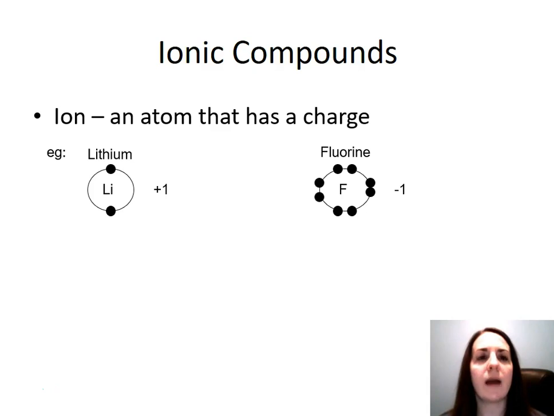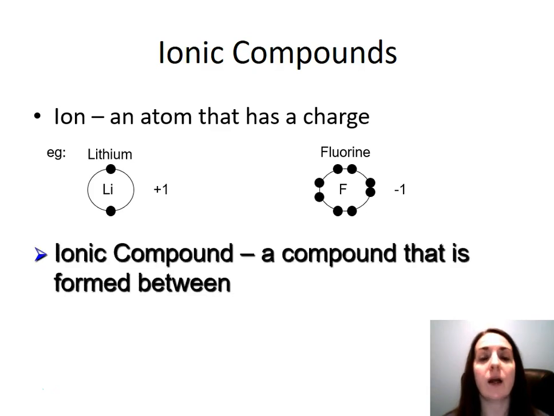So remember that an ion is an atom that has gained or lost some electrons, so now it has a charge. So for example, lithium would have lost an electron, and so it has a +1 charge. Fluorine can gain an electron to have a -1 charge.